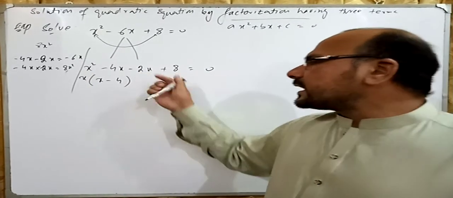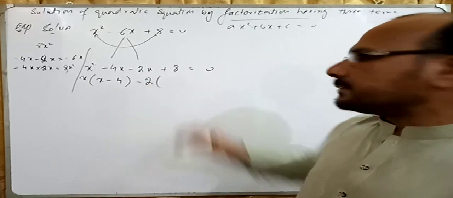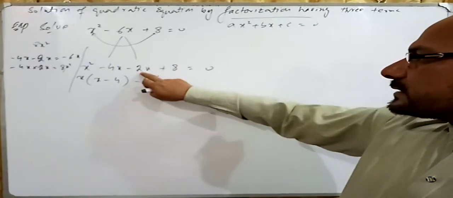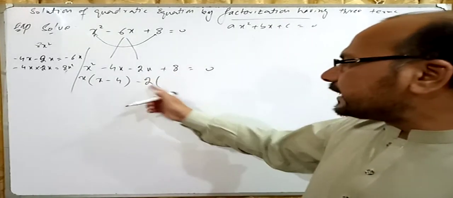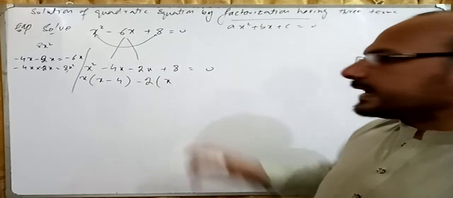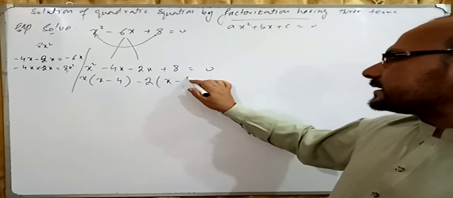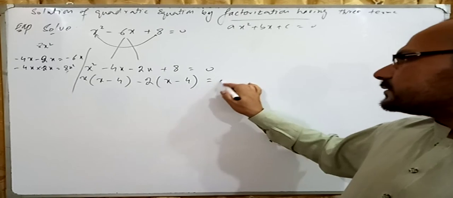And from these two, what is common? Take minus 2 common. So minus will become plus and plus will become minus when you take minus common. If we take minus 2 common, so here we will have only x. And this plus will become minus, and 4 2s are 8. So it will become 4 equal to 0.